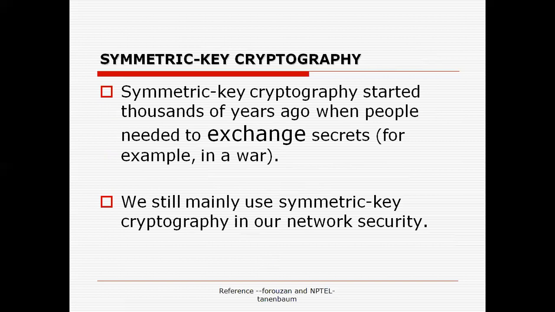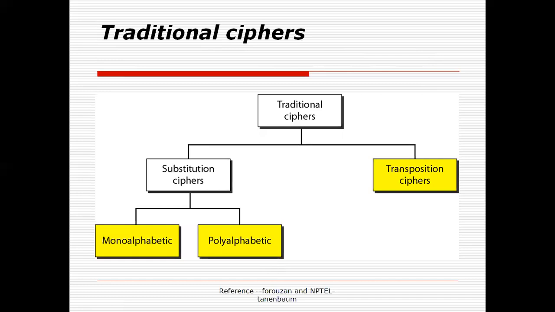Now, how to develop a symmetric key algorithm? Symmetric key algorithms, or traditional ciphers, are basically implemented with the help of the concepts of substitution and transposition. For substitution, there are two types of techniques. One is called monoalphabetic and another one is called polyalphabetic. In the transposition one, we have several techniques. One example is the rail fence technique.